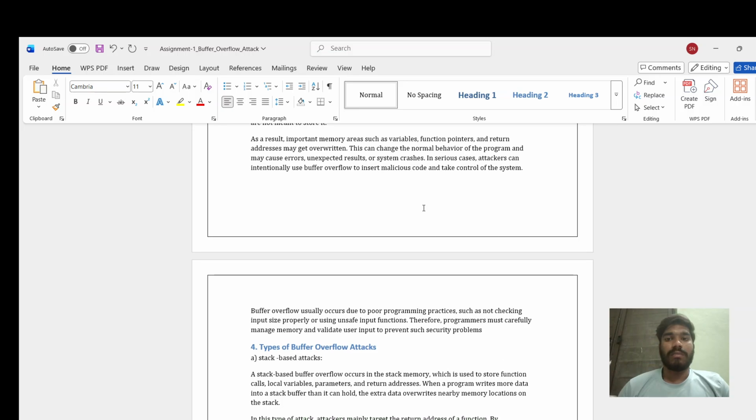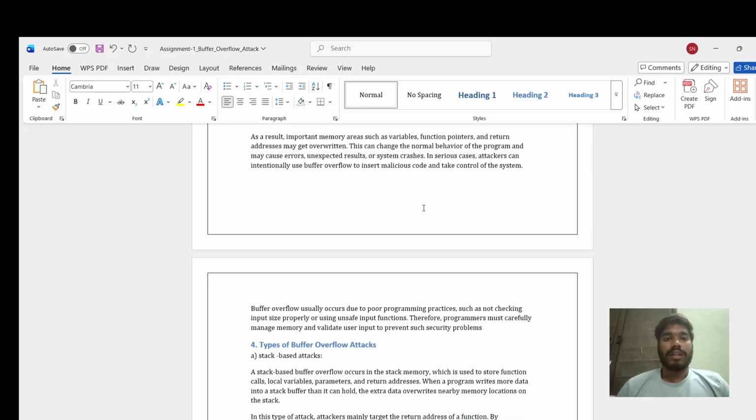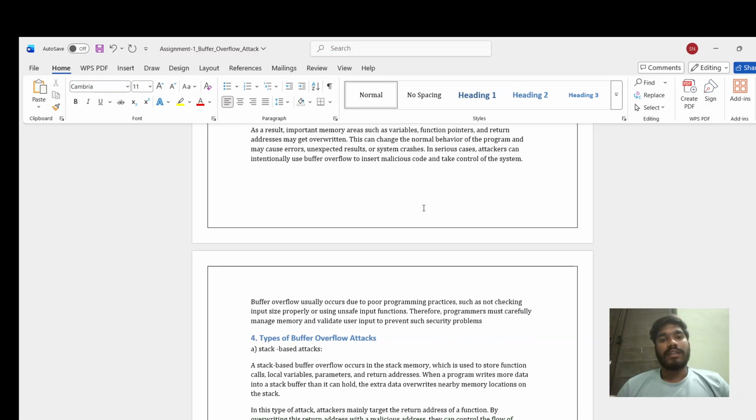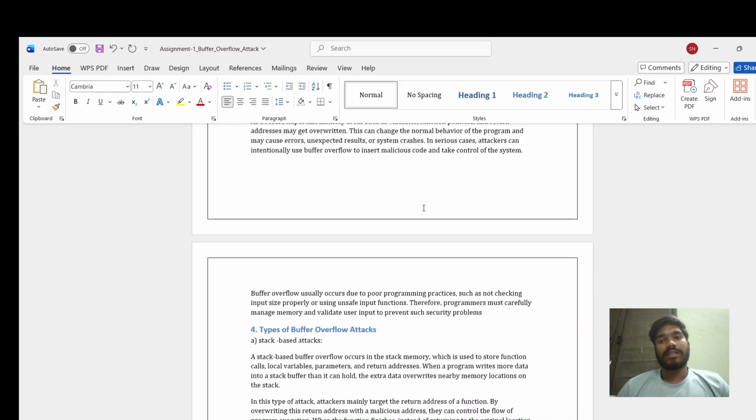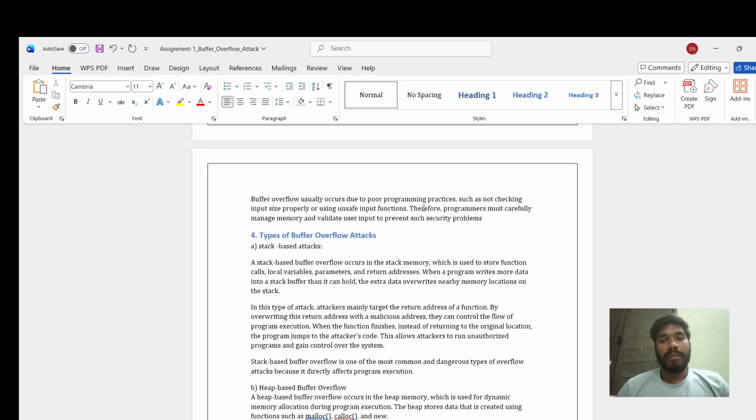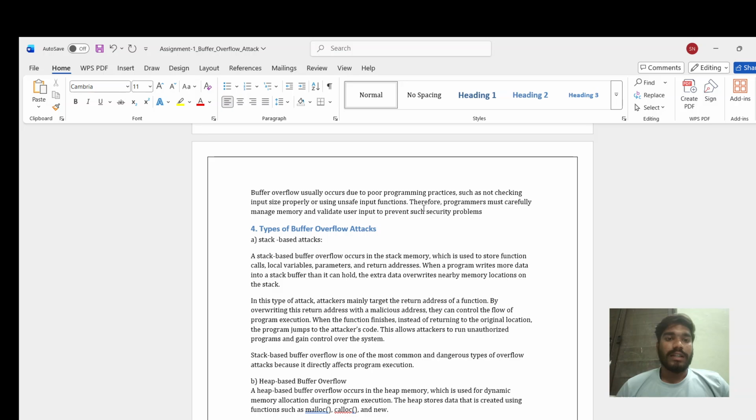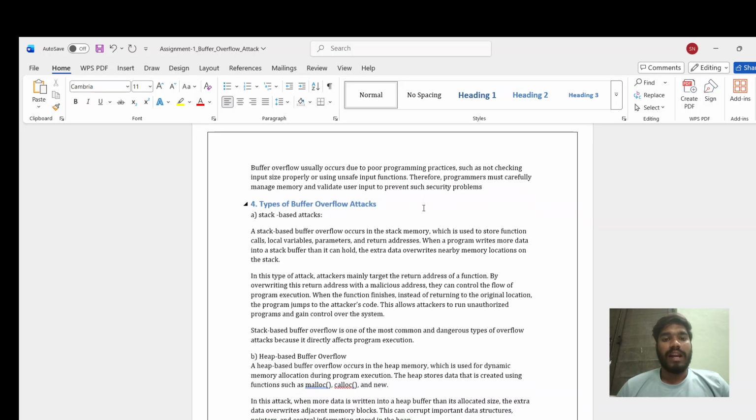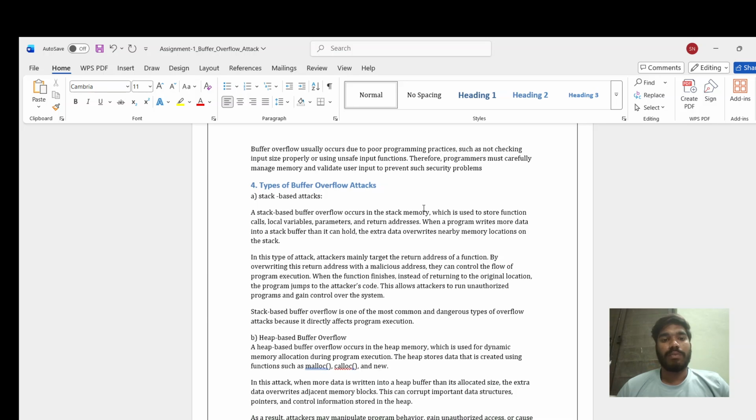As a result, important memory areas such as variables, functions, pointers, and return addresses may get overwritten. This can change the normal behavior of the program and may cause errors, unexpected results, or system crashes. In serious cases, attackers can exploit a buffer overflow, insert malicious code, and control the system. Buffer overflow usually occurs due to poor programming practices such as not checking the input size properly or using unsafe input functions. Therefore, programs must carefully manage memory and validate user input to prevent security problems.